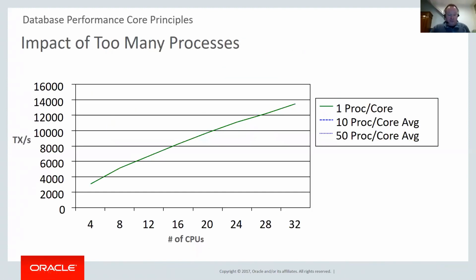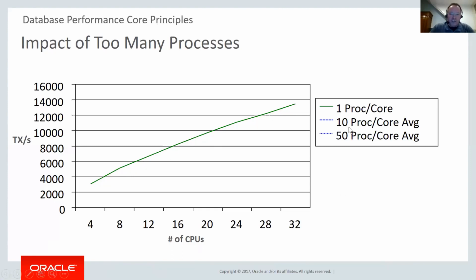Now, the impact of too many processes is not negligible either. Laboratory tests show curves like this, where I have one process per core. So if I have 4 cores, I have 4 processes. If I have 8 cores, I have 8 processes, and I can do a certain transaction rate with those. And as I increase the number of cores, I also increase the number of processes accordingly, and I can get pretty much linear scalability in that way.